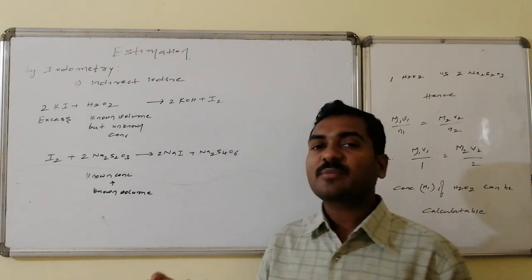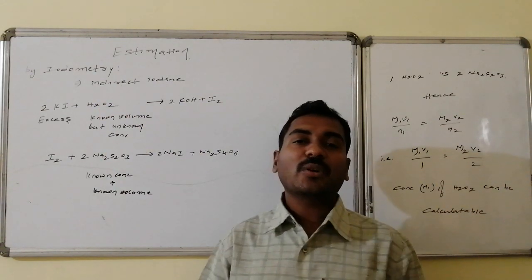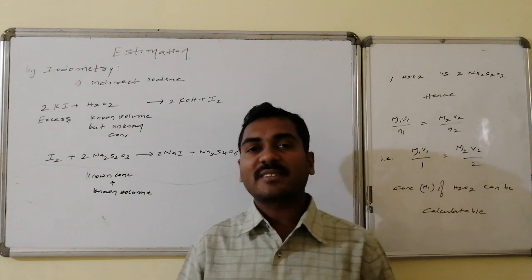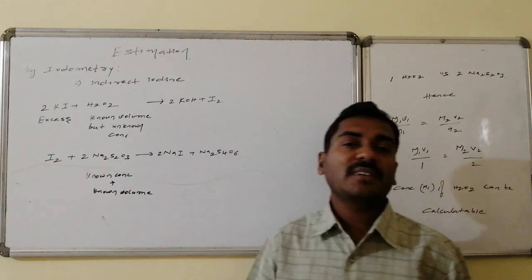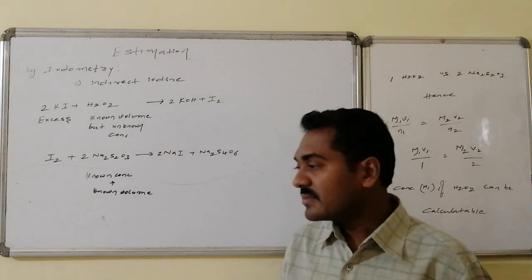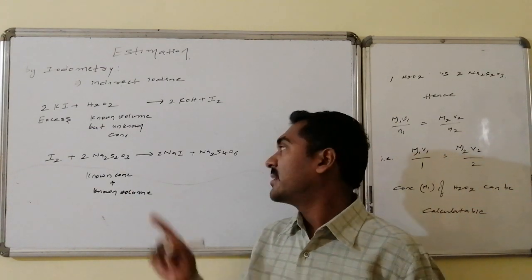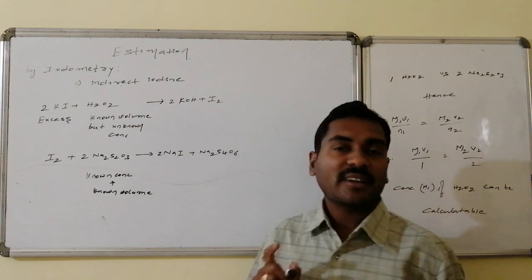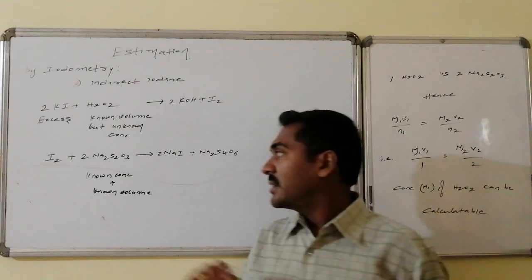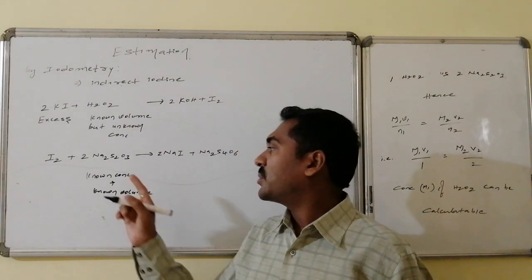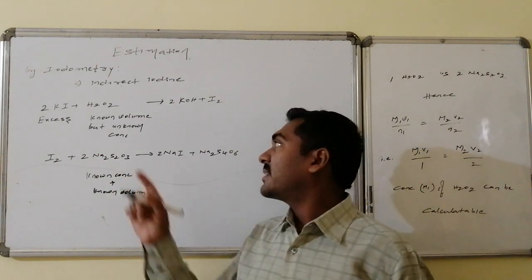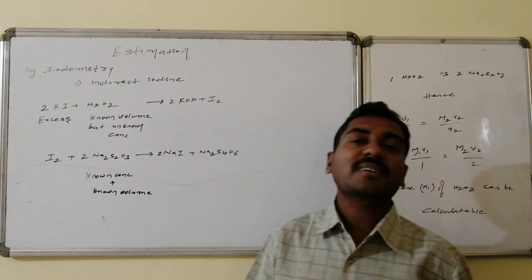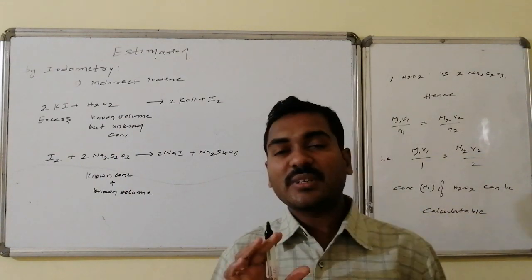Thereby, from the equivalence method we can calculate the total amount of hydrogen peroxide, and thereby the concentration can be known. The balanced equation is iodine reacting with sodium thiosulfate, in the presence of starch as indicator, giving sodium iodide followed by sodium tetrathionate formation. Here we have the known concentration and the known amount of hypo, and the unknown concentration of the hydrogen peroxide solution.